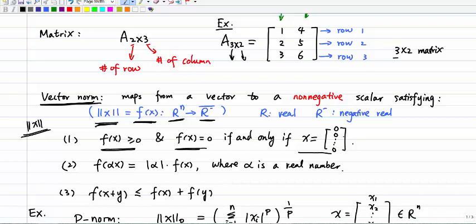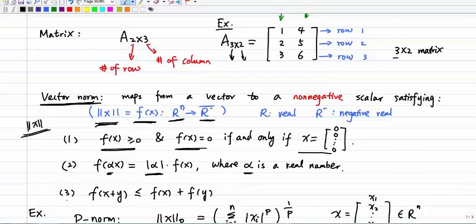The second property says f of alpha x equals the absolute value of alpha times f of x. Alpha is a real number, which means if I scale this vector by a number, it can be positive or negative, but since the vector norm cannot be negative, I put the absolute value of whatever scalar I give. So this real number could be negative or positive, and it multiplies the norm of the original vector x.